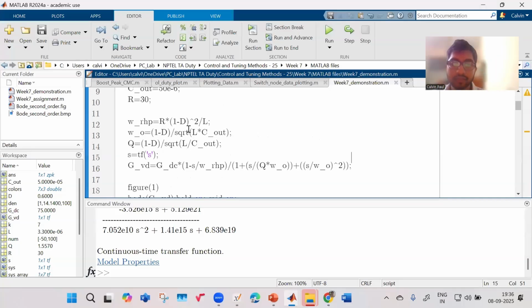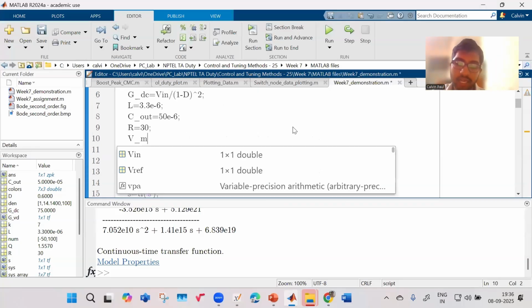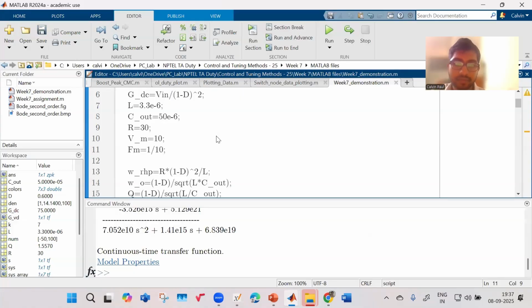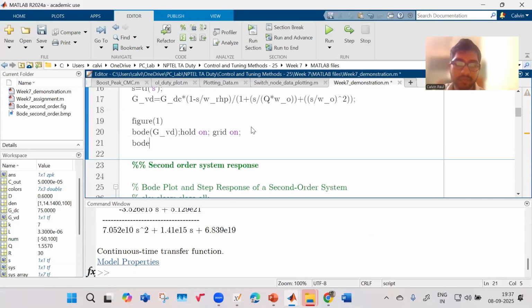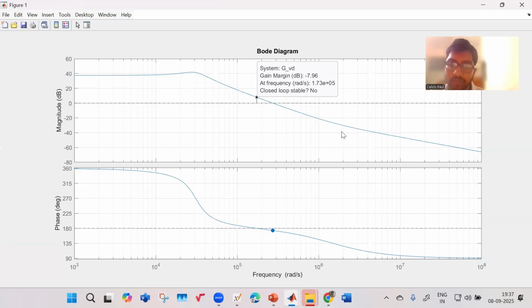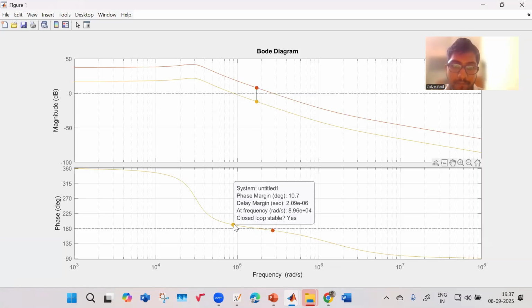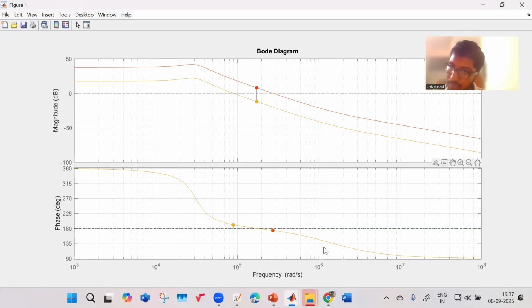What we will do now is add your ramp, that is VM, let us say 10, and your FM is equal to 1 upon 10. Now you will add our Bode, GBD into FM. Hold on. Let's run this. Okay. Fine. So your phase remains the same.